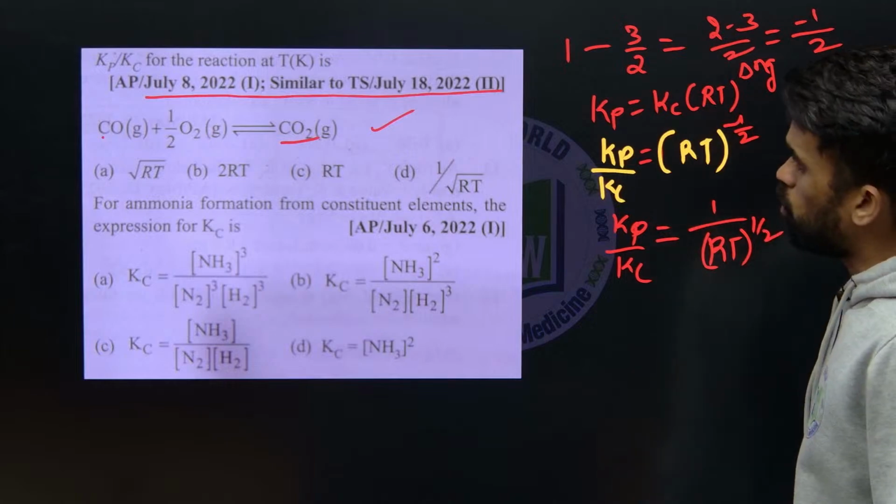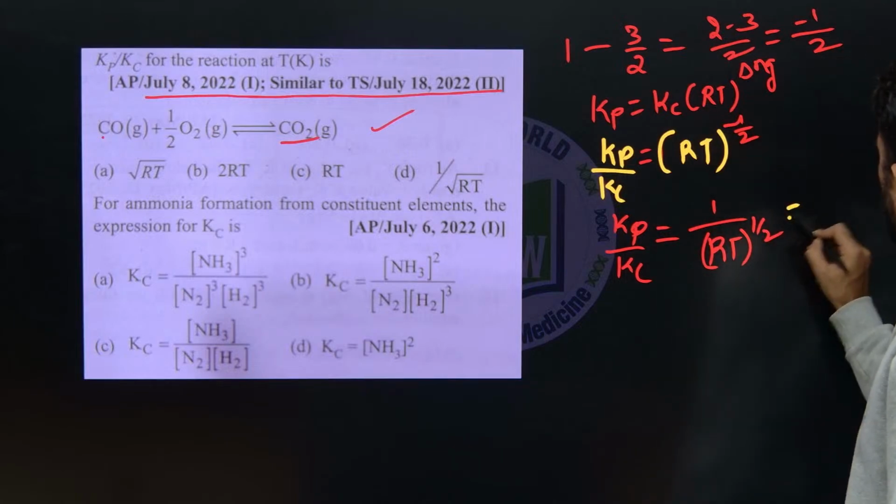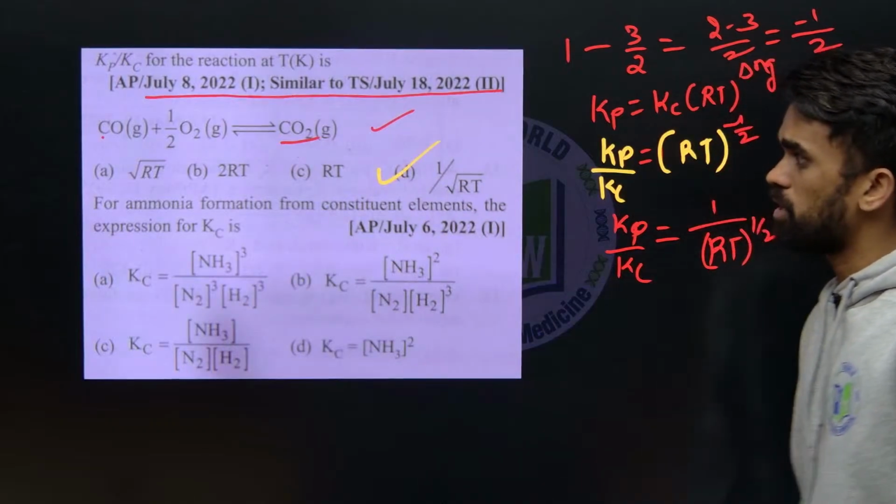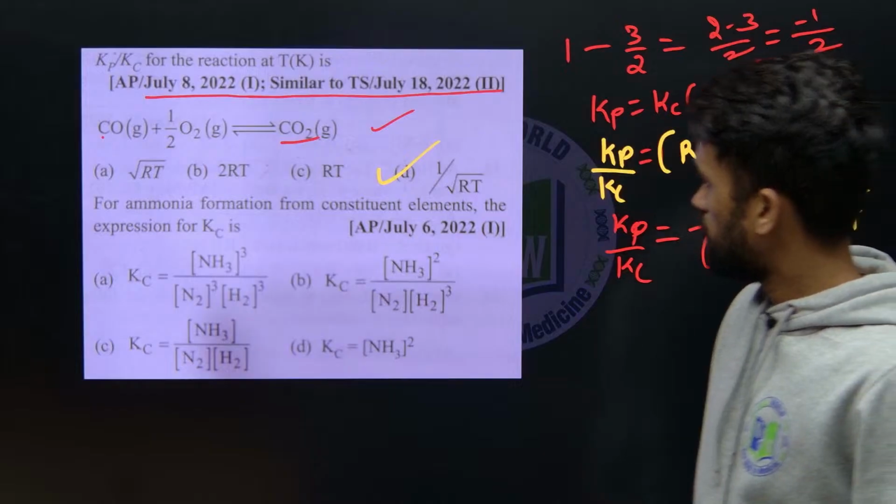Where do we have 1 by RT power 1 by 2? This is nothing but 1 by root RT only now. That's it. So option D will be your answer for the question. Very easy, right? Next, look at this.